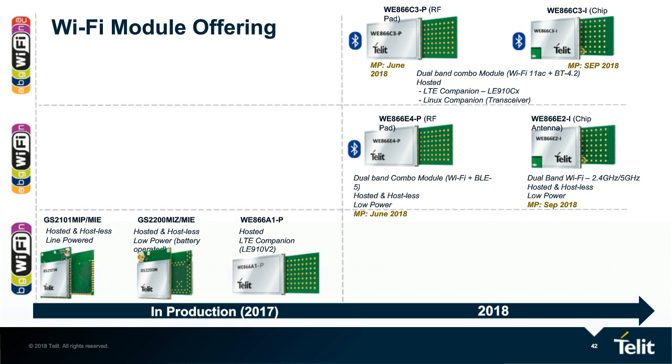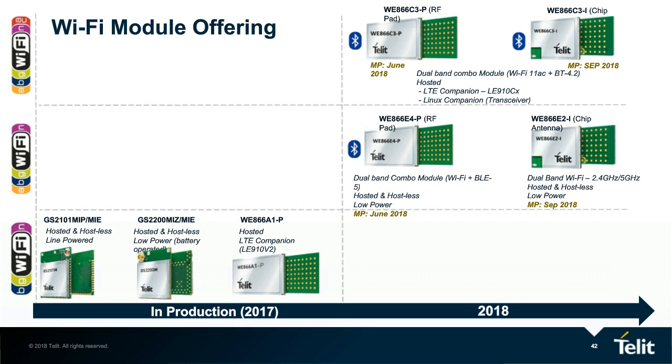And we are coming up with dual band ABGN modules. That means we'll be supporting 2.4 gig and 5 gig ABGN, and it is also going to be a combo module, that is Wi-Fi plus BLE5. And on the top, you can see that we are also coming up with an ABGN AC part, again a dual band 2.4 gig and 5 gig with 11 AC capabilities with a BT 4.2. So this is the various module offering that we have at this point in time on the Wi-Fi.